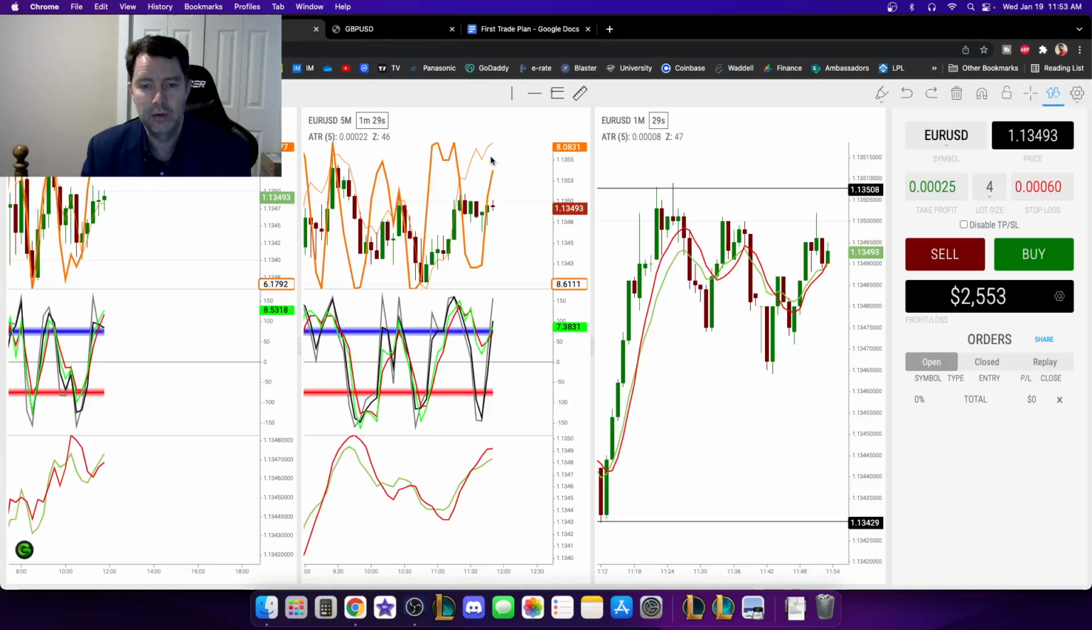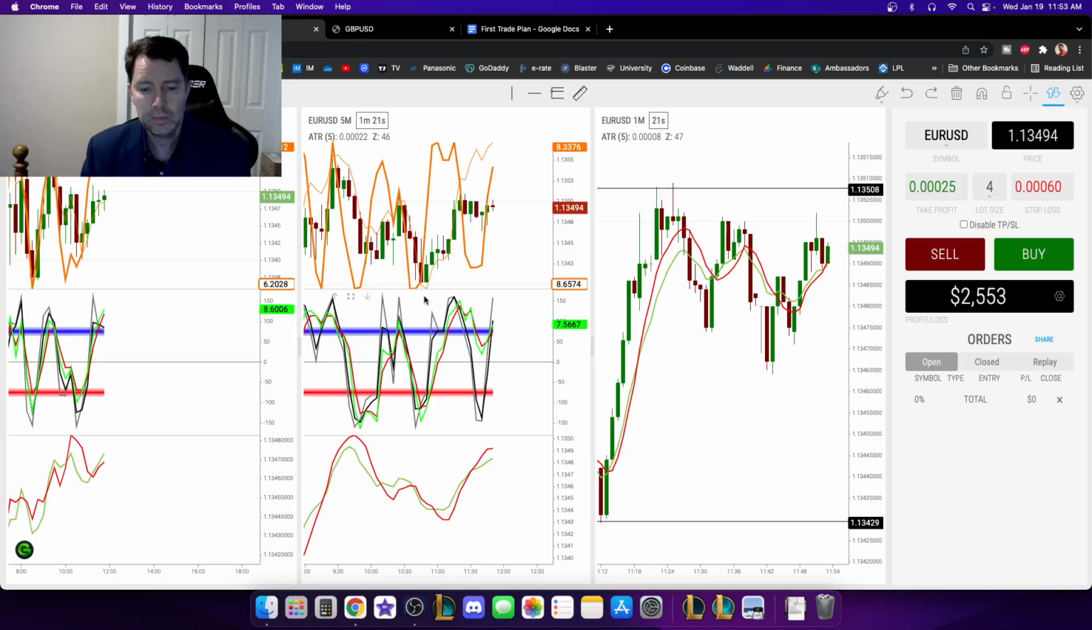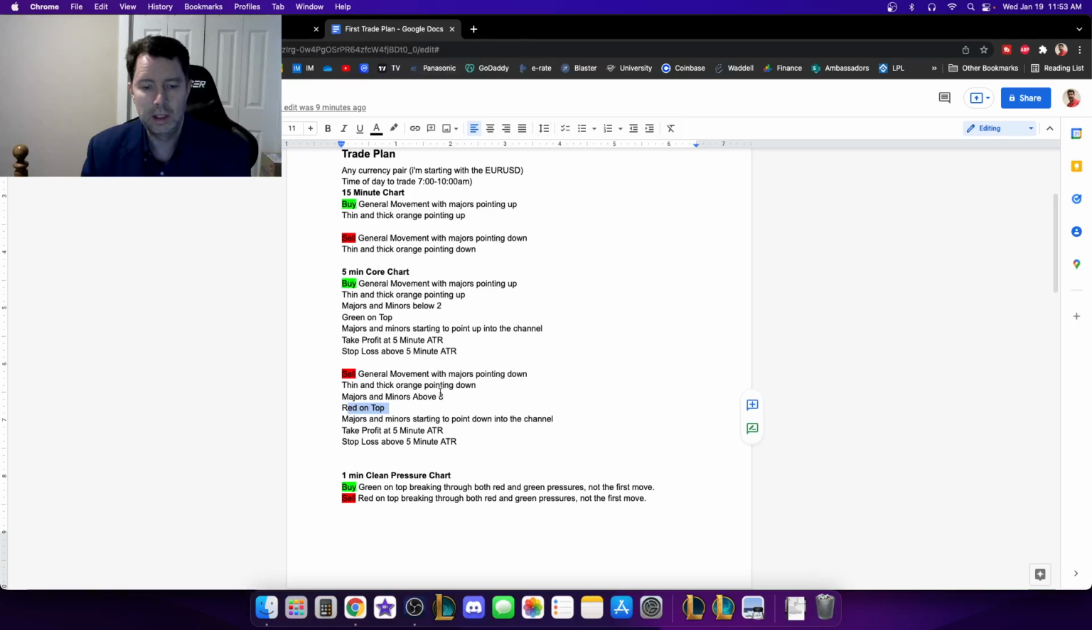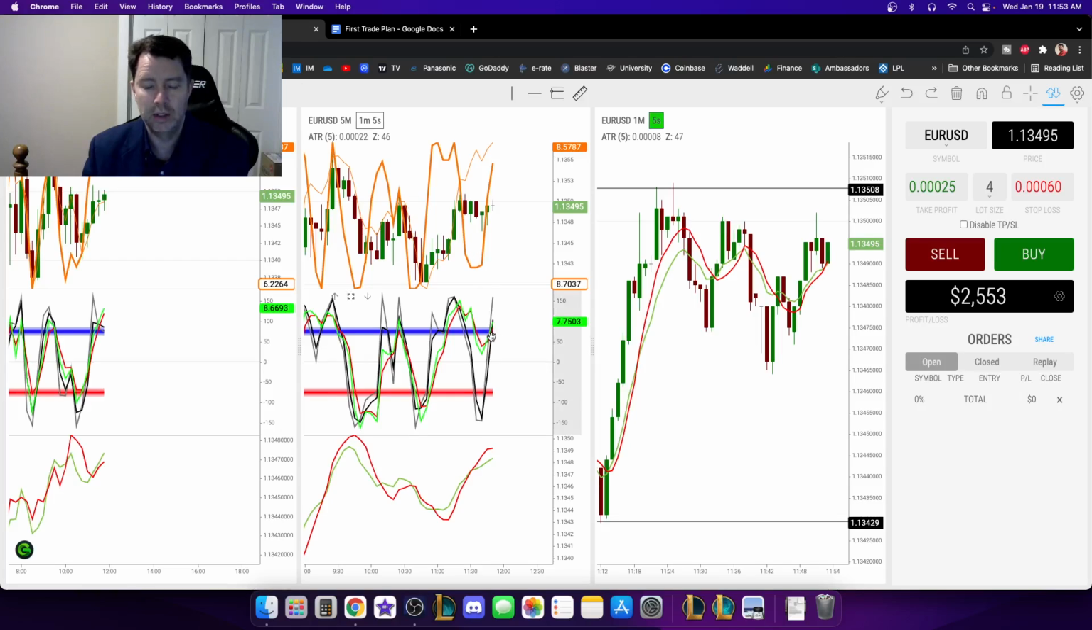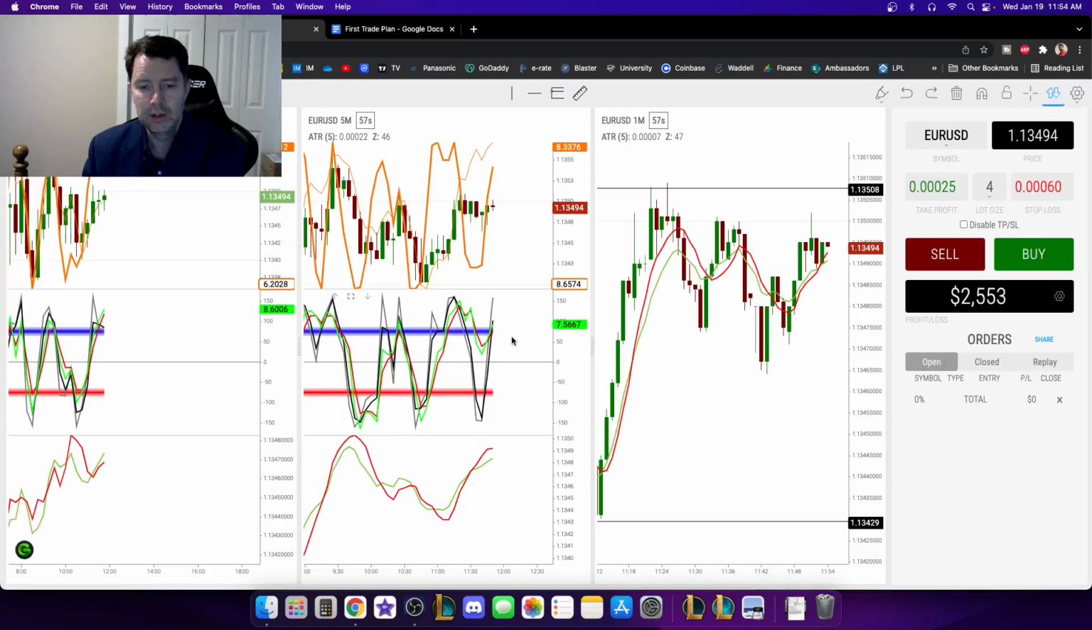Right now, the thick and thin orange are pointing up, so I do not want to sell. The red on top, and red is on top right here, so that is a good indication for me. And majors and minors pointing down into the channel, and they are not pointing down into the channel yet. Oh, well, there was one other thing here. There we go. Majors and minors above 8. So if you look here, the majors and minors are at 7.5. So for me, that is good enough.